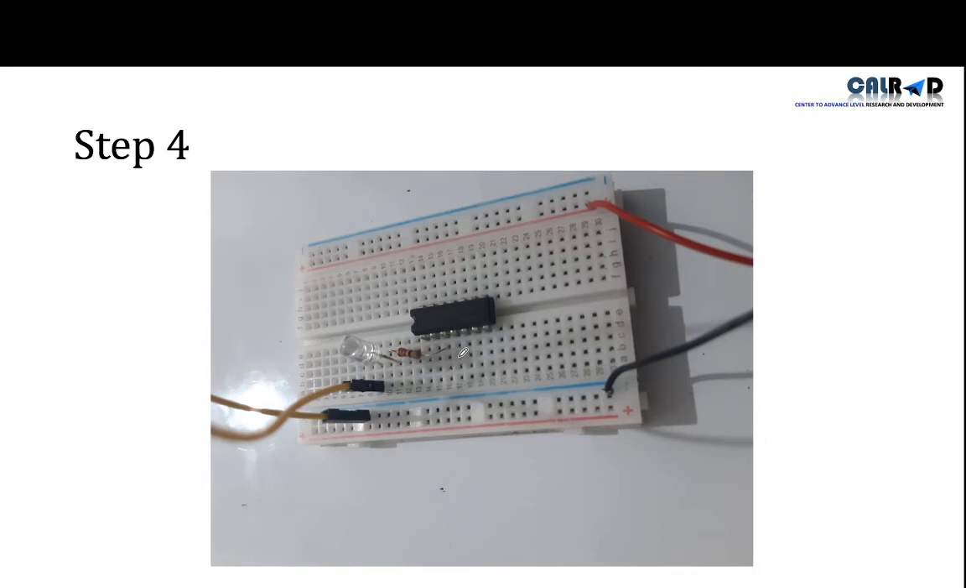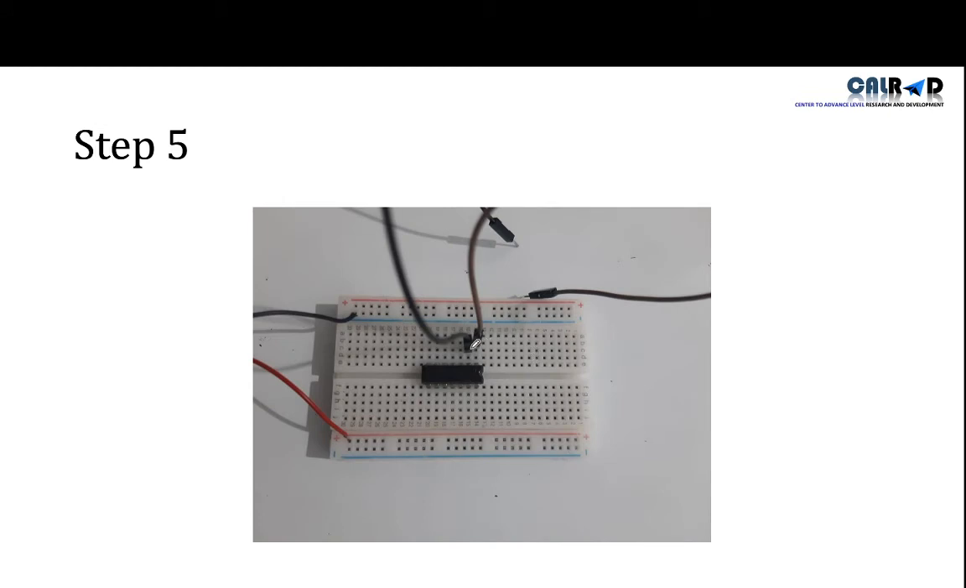Fourth step is connect, because third pin is output, so third pin is connected with the resistor. Resistor is connected with the positive terminal of the LED, and LED is connected with the negative terminal and with the negative, because this is connected with the negative.